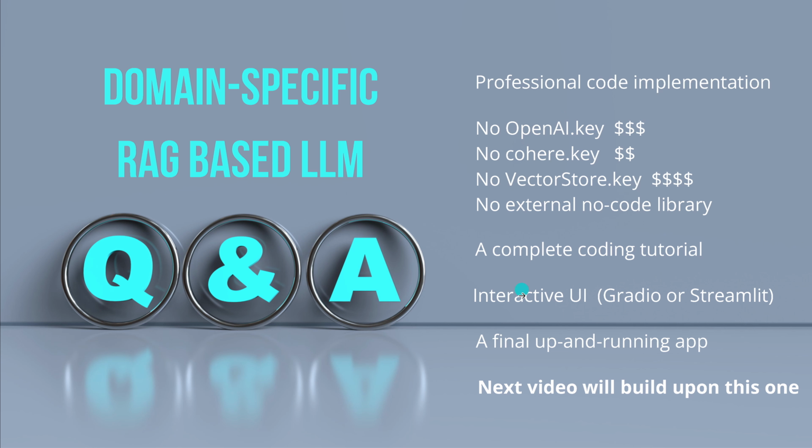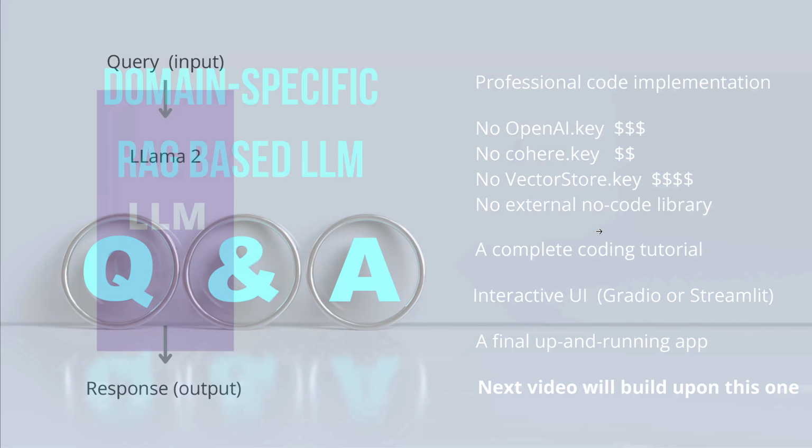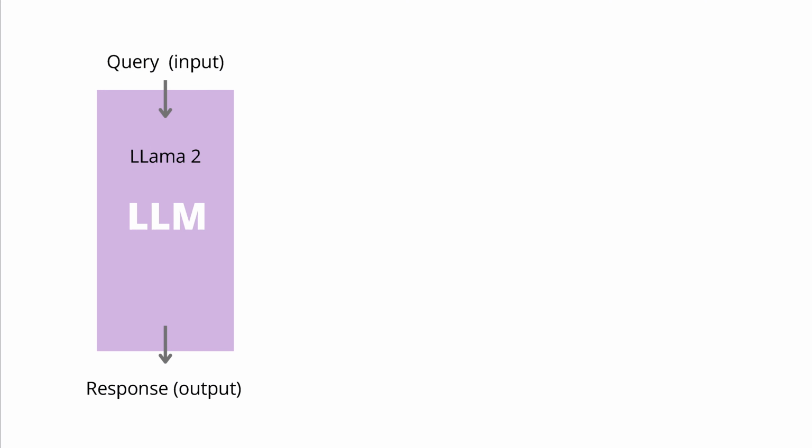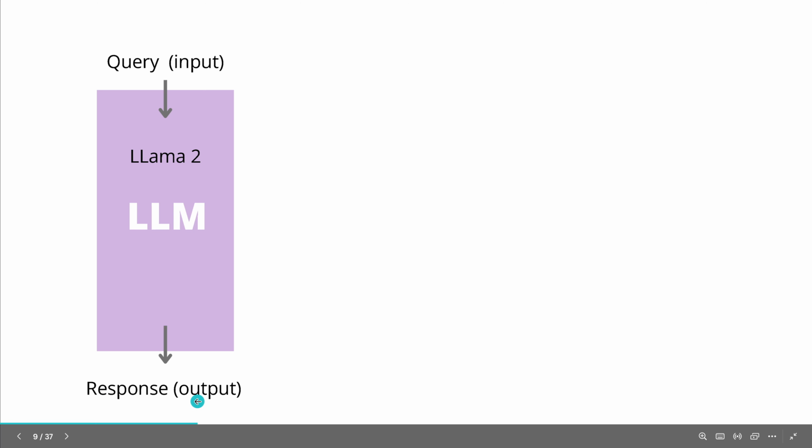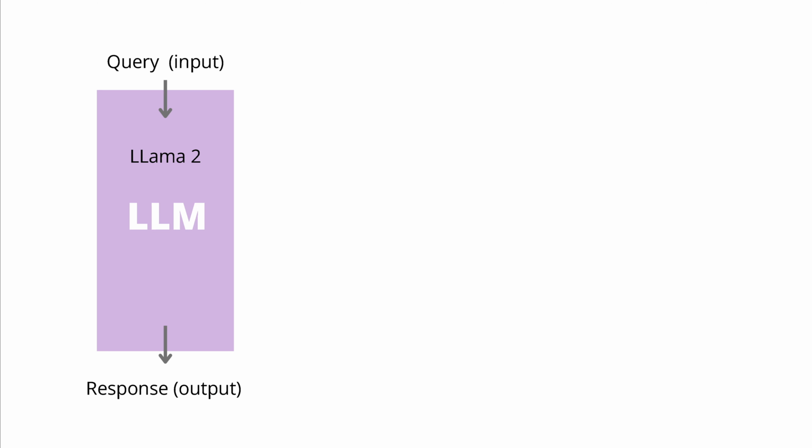And today we will implement all of this, and we will build a domain-specific RAG-based LLM for a Q&A session, for a Q&A chatbot. And this is the first video, so this will be the easiest video, our introduction video to code. Now, before we jump into the code, let's talk about what we're going to achieve, what our structure is. I have a query, and I input this query to my LLM, and I expect a response. It can be a specific response in a text or in a coding exercise.